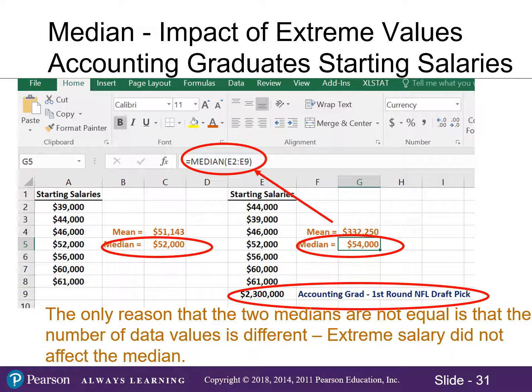Did it get affected by the extreme value? Yeah, it moved a little, but not enough for it to be significantly different. So here I would use the median to describe the center of this data because of that extreme value.